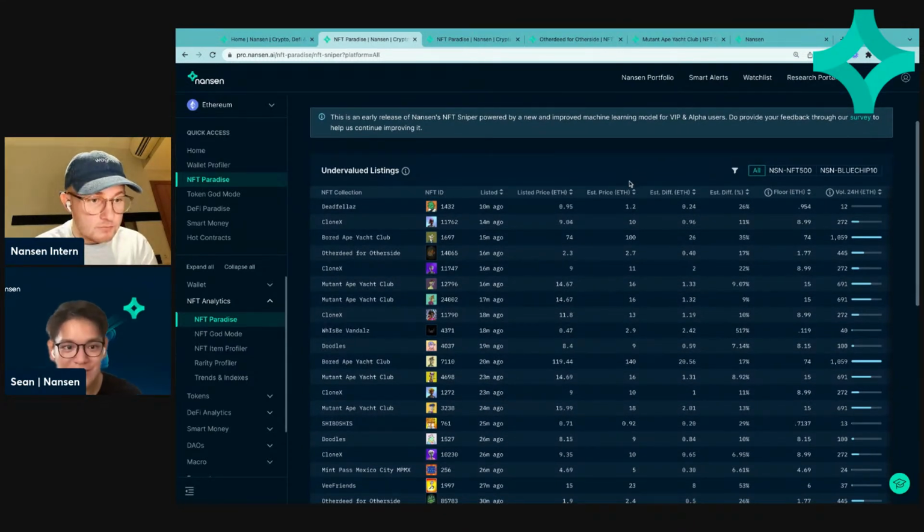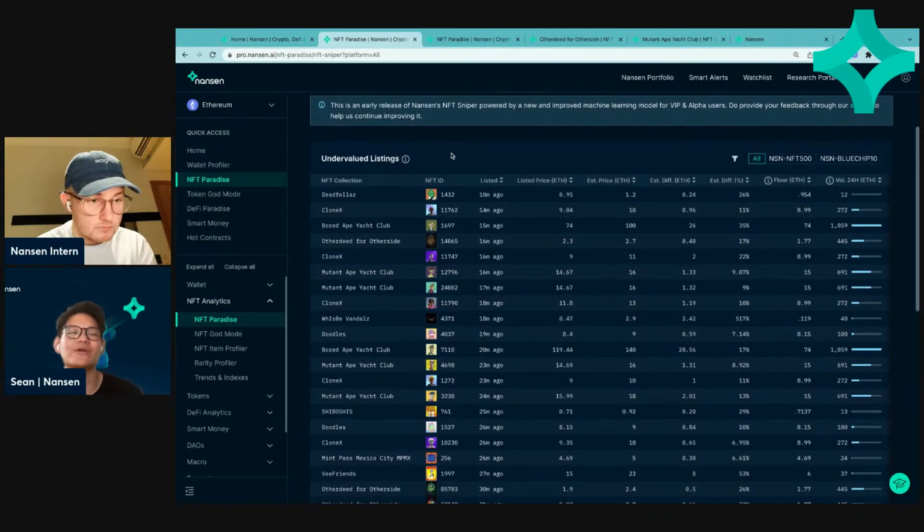What's really interesting in this undervalued listings, or rather why we call it undervalued listing, is because first of all, we value it based on the listed time. So you can see this chart by default sorts by the listed time, right? Because you can see an undervalued listing, but you might be too late if we don't sort it by the listed time. So what we do is we look at estimated price.